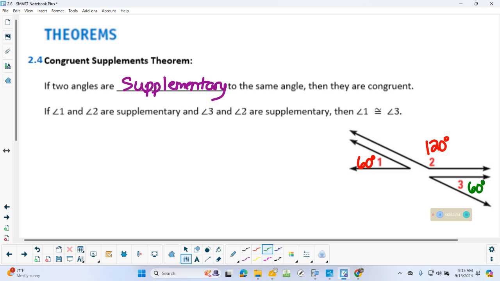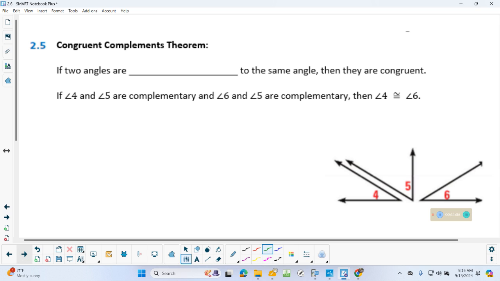And obviously, on the flip side, congruent complements theorem. If two angles are complementary, it's kind of the same thing, to the same angle, then they are congruent. So this time, instead of adding to 180, they have to add to what? 90. So let's say angle 5, I'm going to make up something easy, 60.